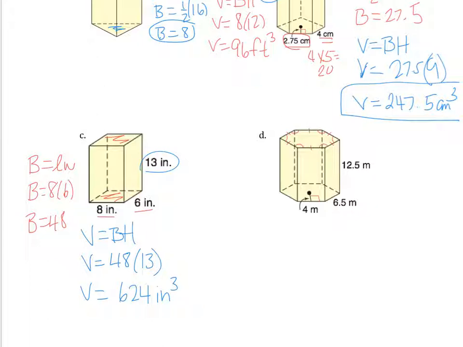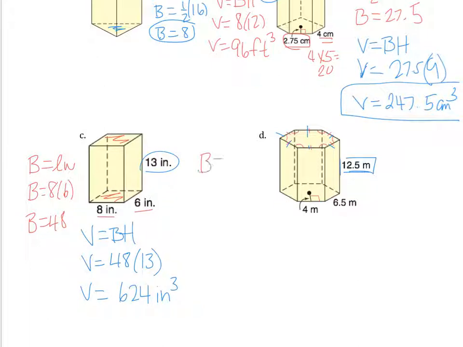Alright, one last example here. We've got another regular polygon here, and I know that because of these tick marks right here. Notice those tick marks. I should put them in blue. Okay, the height of my prism. That's going to be helpful for us when we're finding the volume.